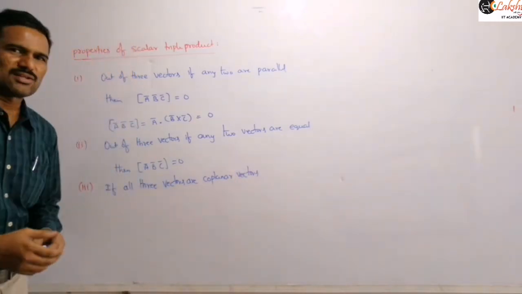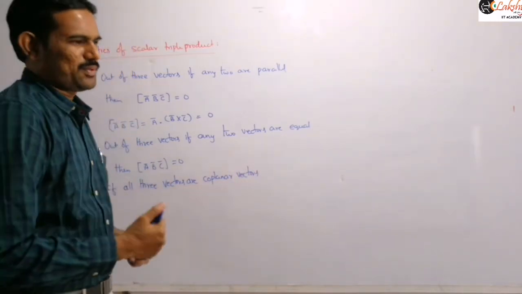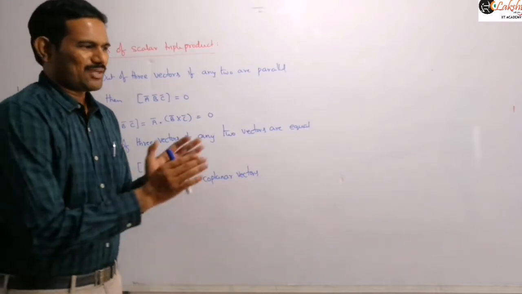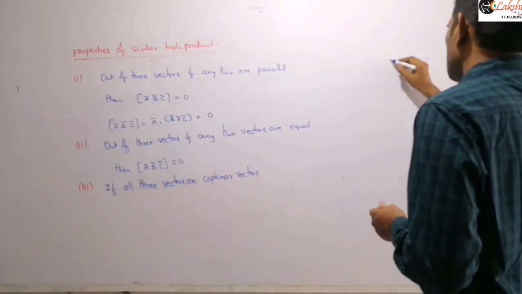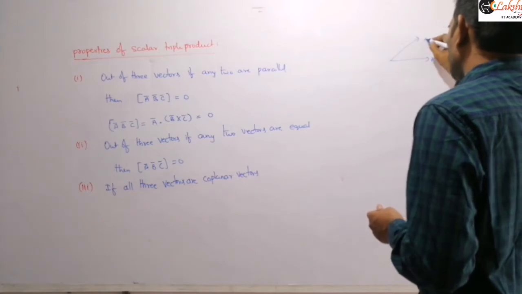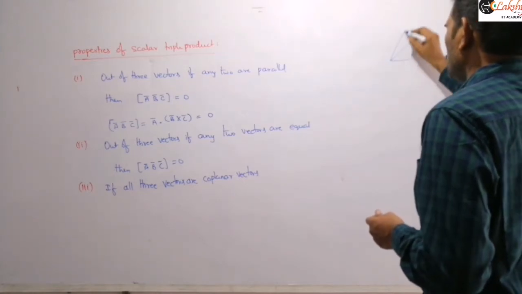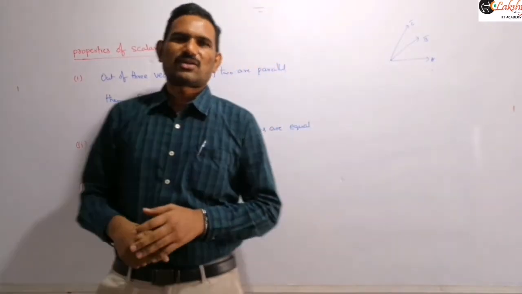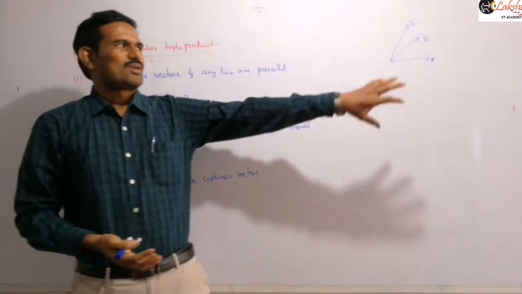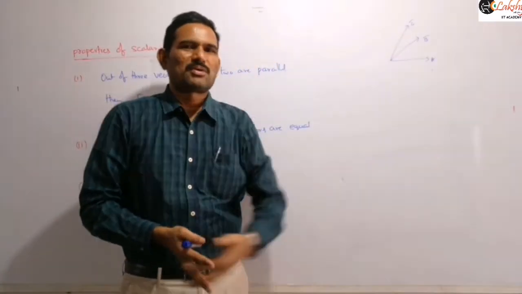If all three vectors are coplanar vectors, coplanar means all the vectors should lie in the same plane. Suppose A bar, B bar and C bar are lying in the same plane like this, all lying in the same plane. If all the vectors are lying in the same plane, then what is the volume formed by this parallelepiped here?